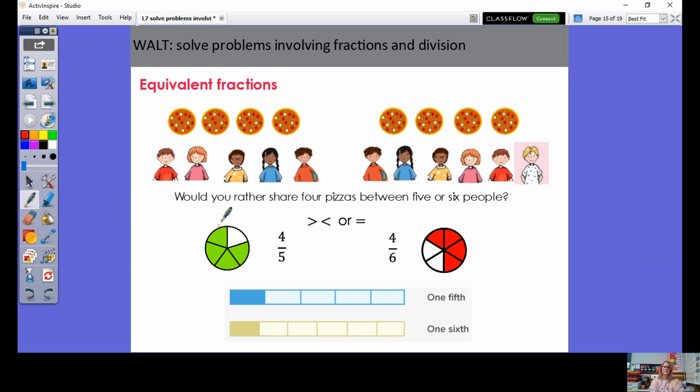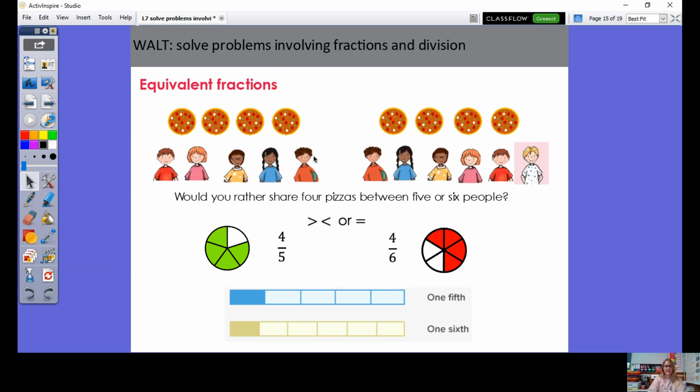So first of all, I'd like to think, would you rather share 4 pizzas between 5 or 6 people? So looking at the pizzas and number of people, I've got one group of people here, there's 5 of them, and they've got 4 pizzas. And I've got some people on this side, but there's 6 people this time, again with 4 pizzas. So which group would you rather be in? Would you rather have 4/5 of pizza or 4/6 of pizza? So just pause for a moment and have a think about that, and then we're going to discuss which one we think is a better choice.